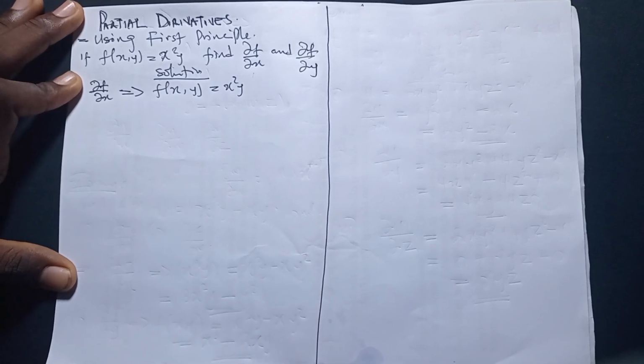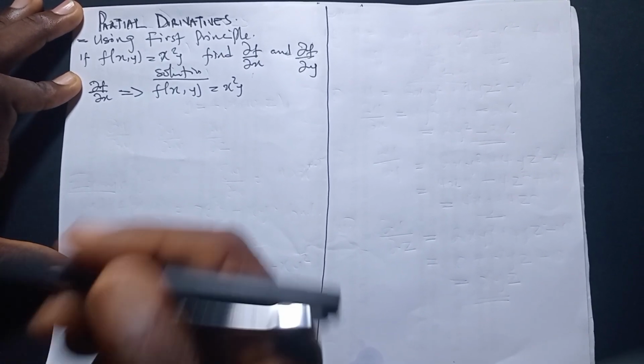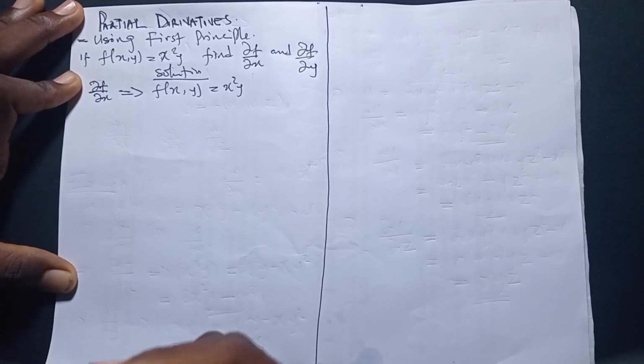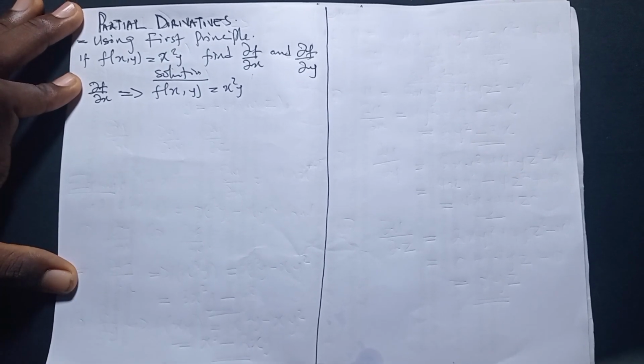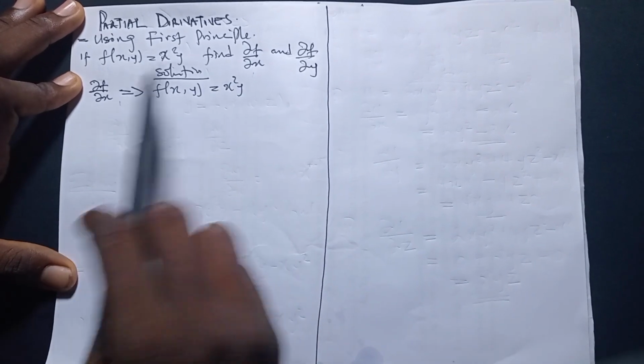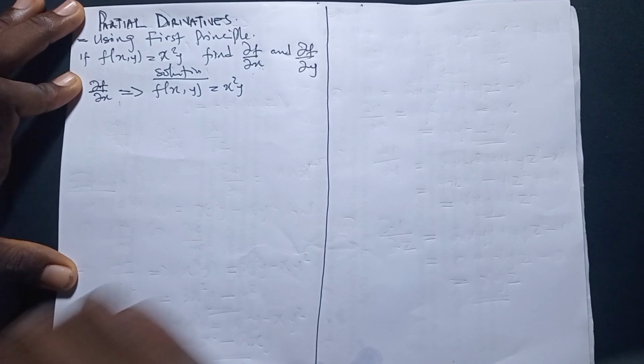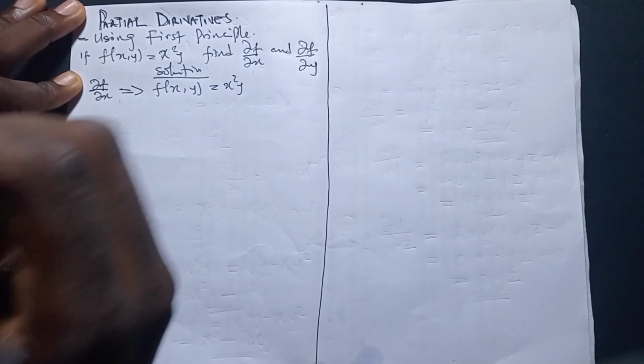But now, if you are asked to use first principle to solve this, I want to show you step by step how to use the first principle method to solve a partial derivative. Now, for x, to look for the partial derivative with respect to x using the first principle method. So now, solution.